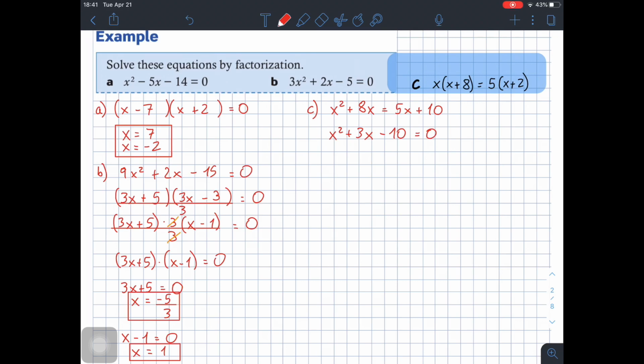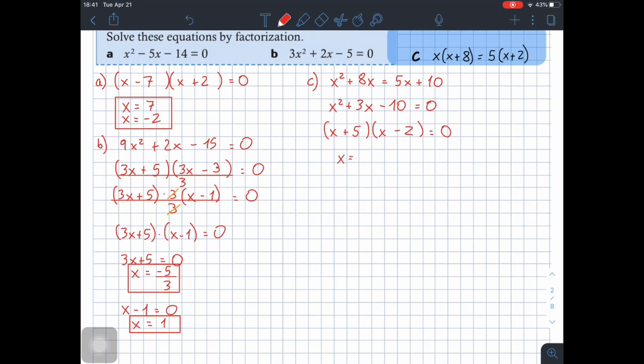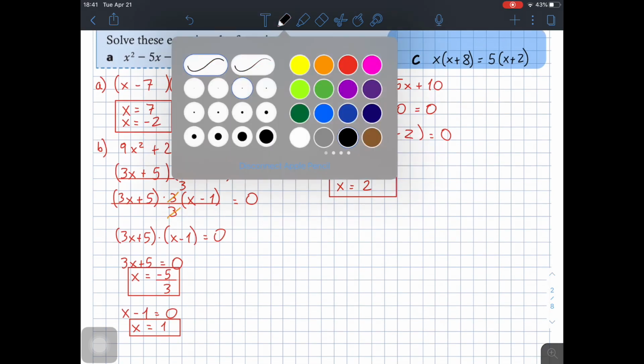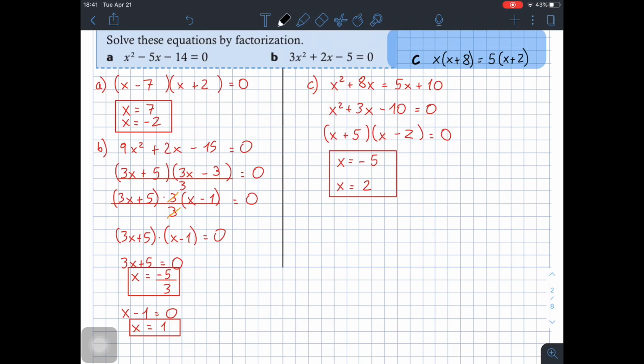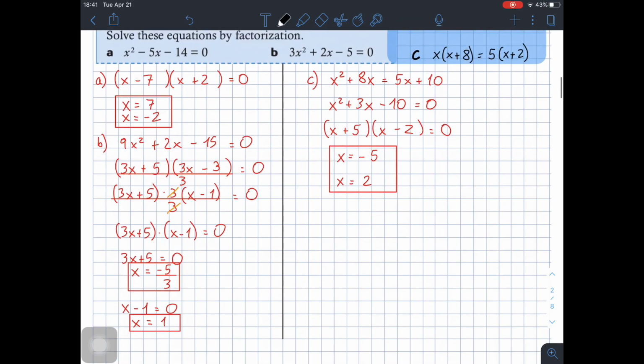And here again, we can apply case 5, right? A pair of numbers that multiplied give me negative 10, and that added would give me a positive 3. And that pair of numbers would be positive 5 and negative 2, right? So the values of x would be x equals negative 5 and x equals positive 2. These are my two solutions for this equation, okay? I'm gonna separate this just to avoid confusion. There you go. Okay, so that's how we solve by factorization.